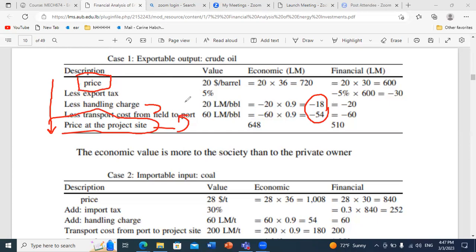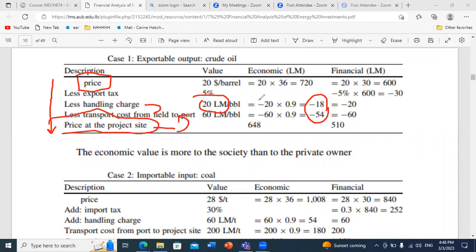That's why we said in the problem that the handling and transport charge in the economic case is 90% of the one for the financial case. Since you already have the value, it's 20 of local money per barrel. If you are going over the financial analysis, this is the price. But because in economic analysis, one part will go to the society, which is 10%, then you just have to take 90% of this. So it's minus 90 times 0.9, which will give you the value in local money for the whole amount.